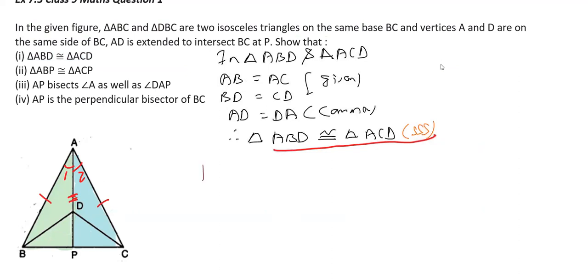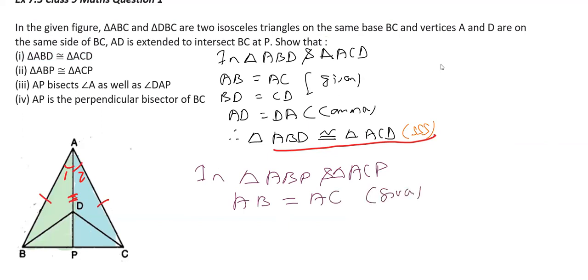Now let's consider these two triangles. This time we have the triangle ABP and the other triangle ACP. In these two triangles, we have AB is equal to AC, as given. And the length AP is equal to AP, and that is a common side. When you write angle 1 is equal to angle 2, make sure you write down the reason. You simply write CPCT, as it is corresponding parts of congruent triangles.